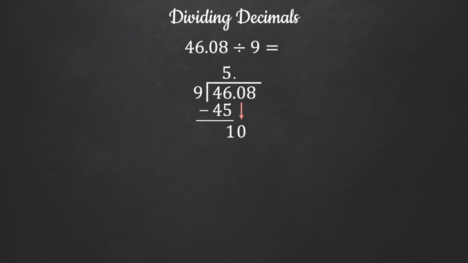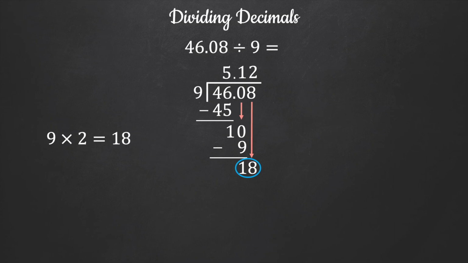Now we ask ourselves, how many times does 9 go into 10? And 9 goes into 10 one time because 9 times 1 is equal to 9. So now we're going to go ahead and subtract. 10 minus 9 is equal to 1. And then we're going to bring down the 8. And we ask ourselves, how many times does 9 go into 18? 9 goes into 18 2 times because 9 times 2 is equal to 18.